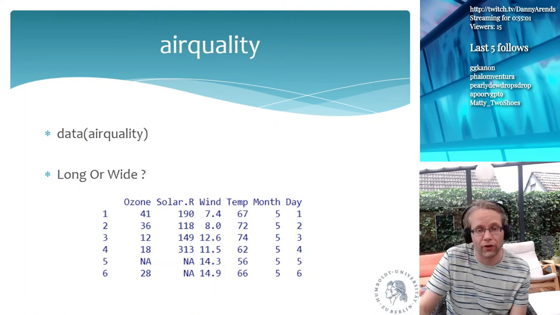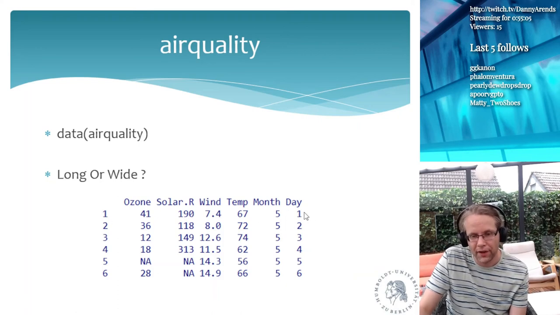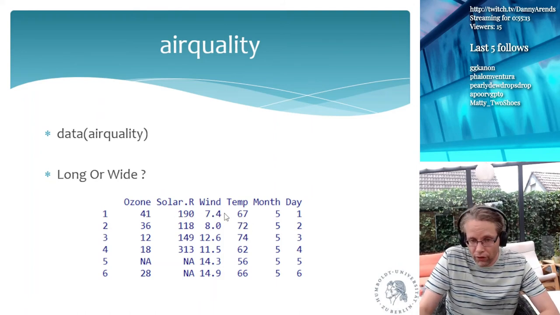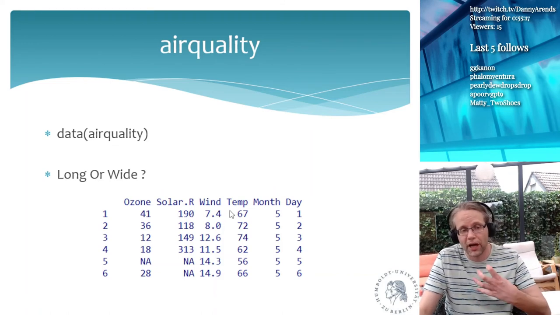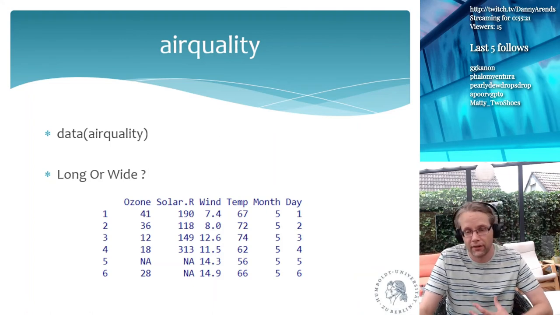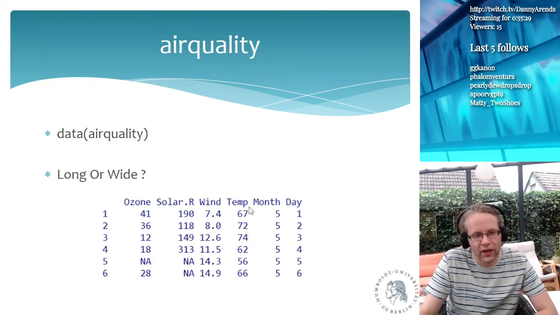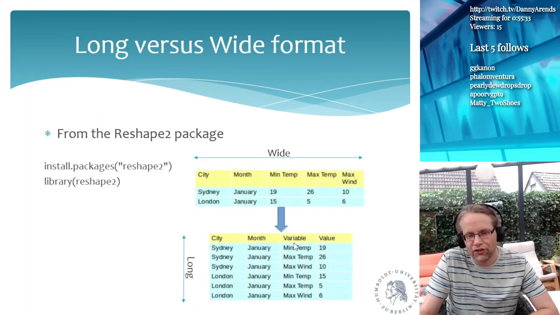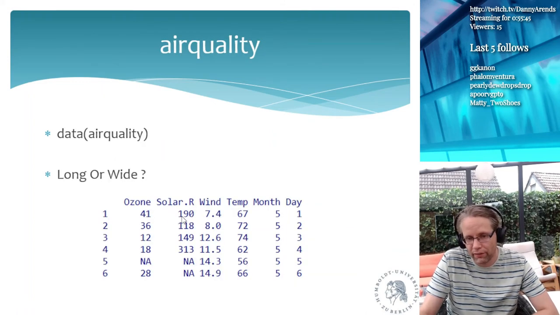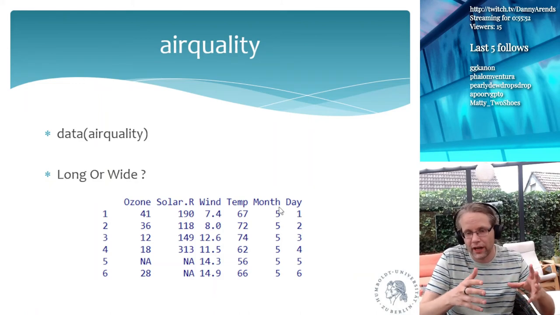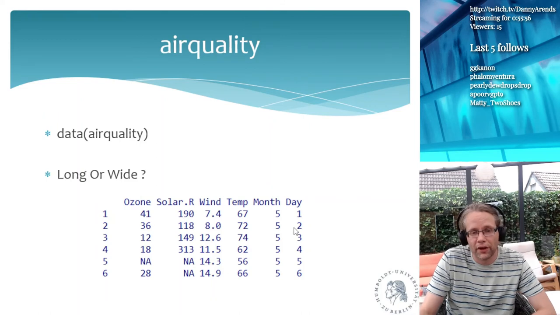The reason why it is wide is, of course, because on a single measurement, so on a month and on a day, you have four different measurements next to each other. This is a dead giveaway that it's a wide format. Of course, we can take the air quality data set and go from a wide format air quality data set to a long format air quality data set. The easiest thing is to look and see if there's a variable column. If there's a variable column and a single measurement per row, then it's definitely long format. But in this case it's wide format. Why? Because we have four different measurements and then two columns describing when the measurement was done. So it's definitely a wide format.